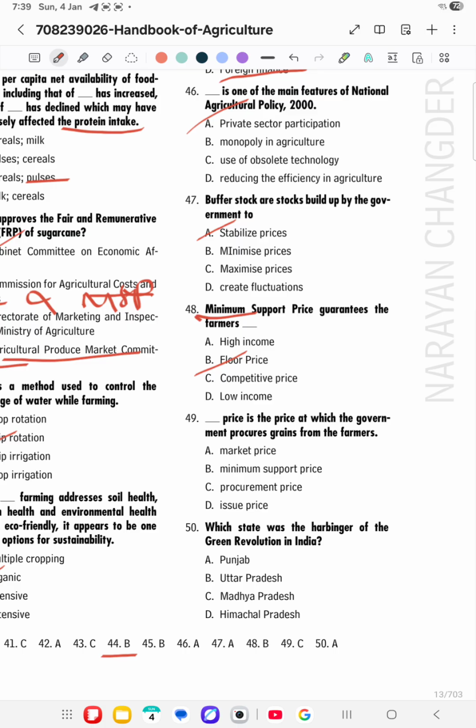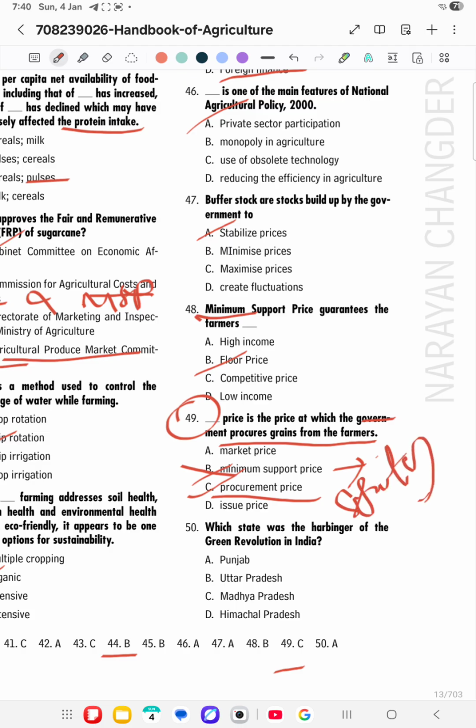Dash price is the price at which government procures grains from the farmer. Minimum support price. 49, C. Procurement. Oh, sorry. Dash price is the price at which government procures grain from the farmer. It gives a procurement price. But wait. The center takes from the state with the procurement price. I have doubt in this question.